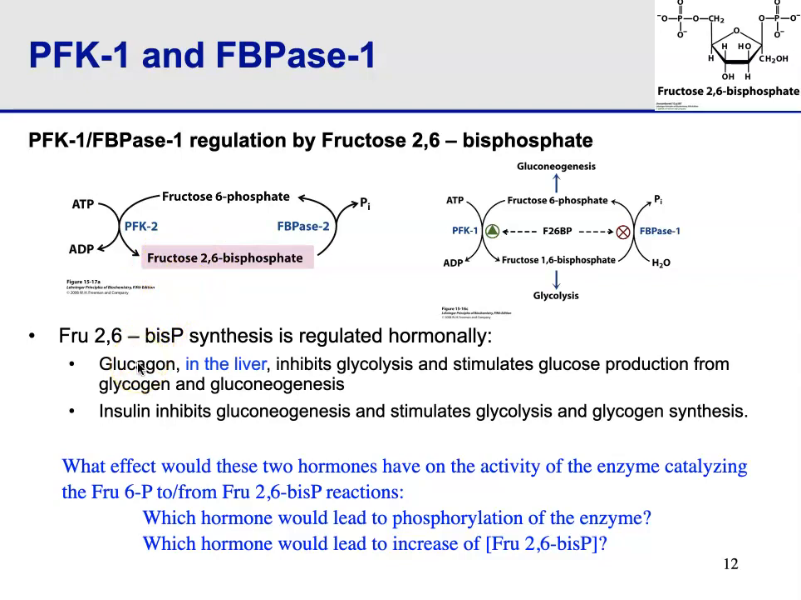Obviously, glucagon. Glucagon would phosphorylate the enzyme, thus it will decrease fructose 2,6-bisphosphate production, which will shut down glycolysis and stimulate gluconeogenesis. So which hormone would lead to an increase of fructose 2,6-bisphosphate? The opposite, the insulin. The insulin will dephosphorylate the enzyme, leading to an increase of fructose 2,6-bisphosphate, thus stimulating glycolysis.